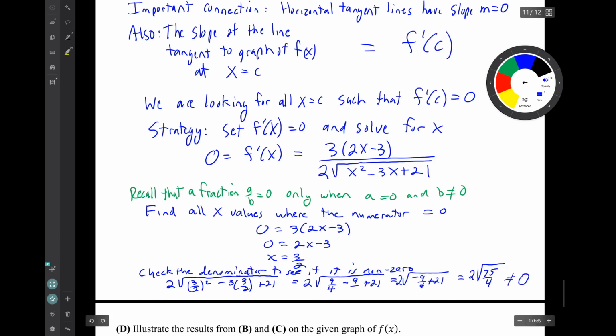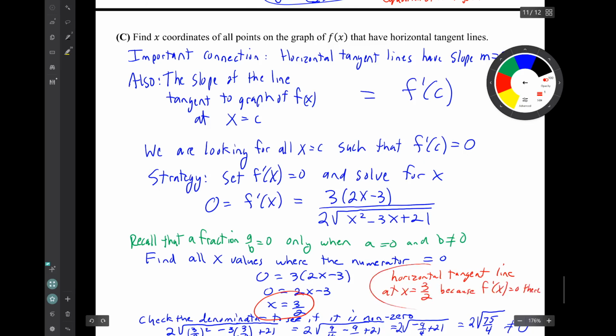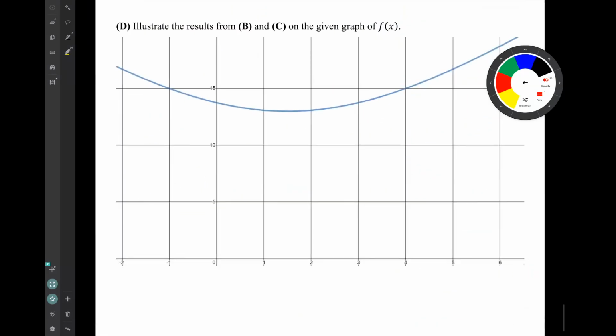So our conclusion is the x value where the graph has a horizontal tangent line is just x equals 3/2. So we can make our conclusion clearer. Our conclusion is that there's a horizontal tangent line at x equals 3/2 because f prime of x equals 0 there. Okay, question D, illustrate the results from B and C on this given graph.